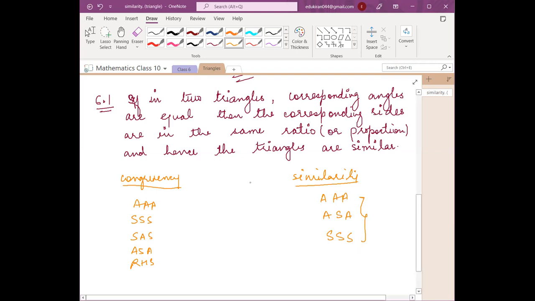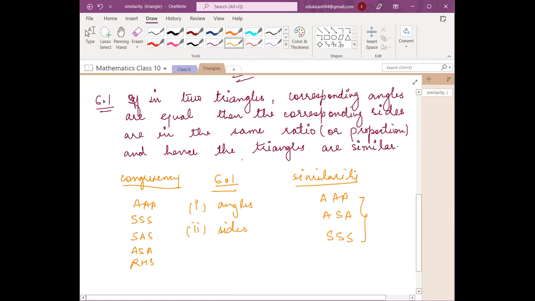Now, one more thing. In exercise 6.1, when we were doing it, Hamna, we said that if two triangles are similar, there have to be two criteria which need to be fulfilled. First was about angles, that the angles should be equal, and the second was about sides, that the sides have to be in proportion. Getting it?